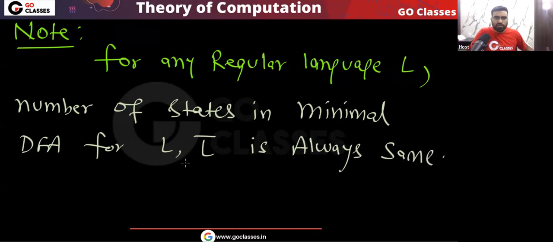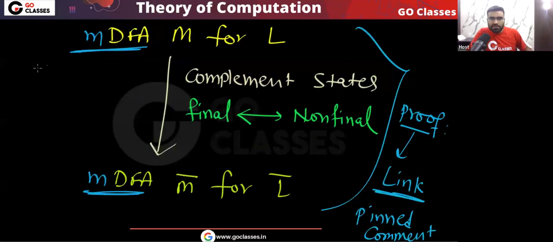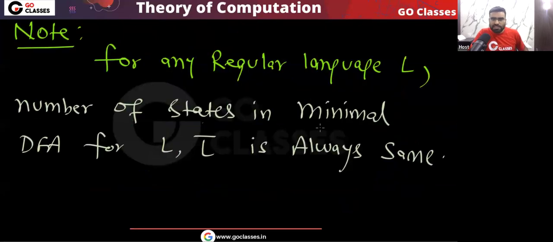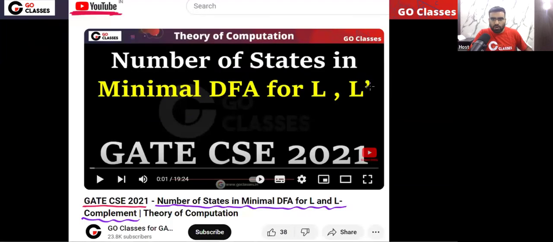So the number of states will always be the same. This is the point: if you have the minimal DFA for L and you complement the states in this minimal DFA, you will get the minimal DFA for L complement. So the number of states in the minimal DFA for L and L complement is always the same. This is the proof I have discussed in this video. You can check it out.